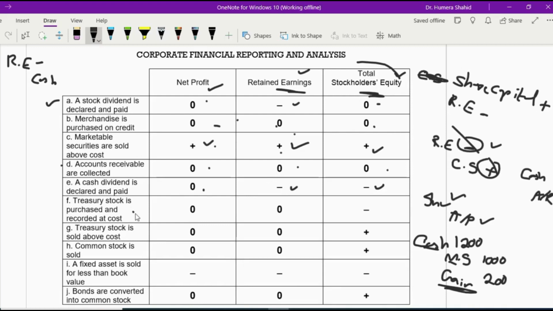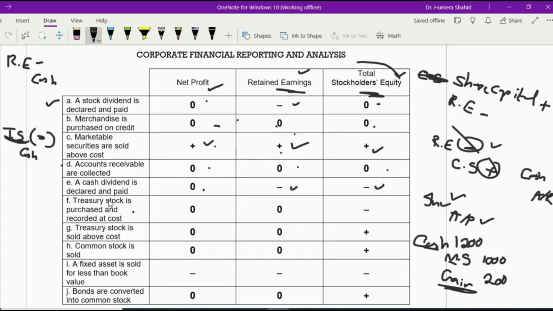Point number 6, or F. Treasury stock is purchased and recorded at cost. So when you purchase the treasury stock, treasury stock gets debit and cash gets credit. Treasury stock is an owner's equity account and it's a contra equity account. It decreases your equity.